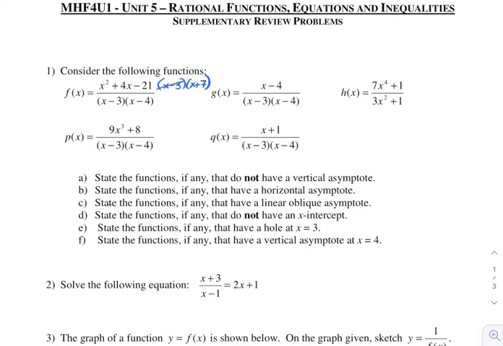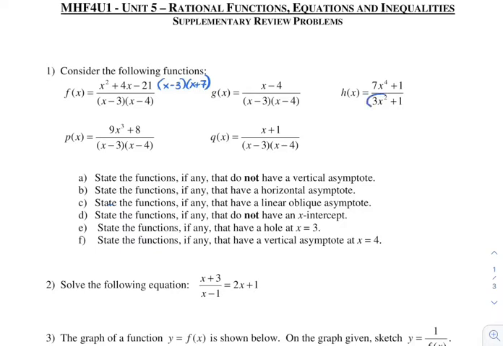So for the first one, I know that the x minus 3's can cancel out, which would mean I still have x minus 4 on the bottom, so the vertical asymptote would be at 4. For the second one, although these x minus 4's cancel out, we still have x minus 3 on the bottom, so there would be a vertical asymptote at x is equal to 3.